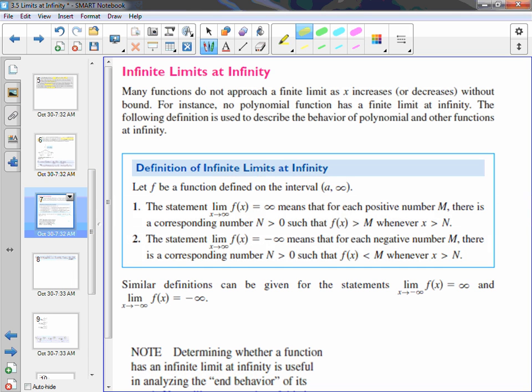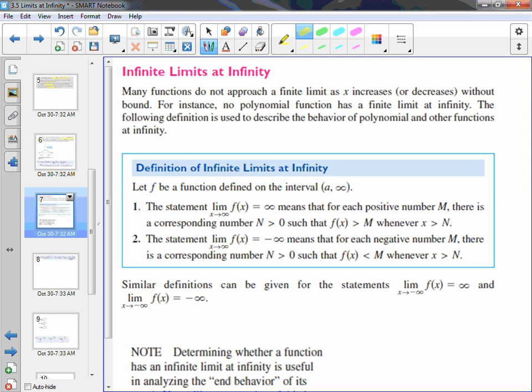All right. Now, many functions do not approach a finite limit as x increases or decreases without bound. Increases means x approaches infinity. Decreases means x approaches negative infinity. Okay? For instance, no polynomial function has a finite limit at infinity. All right? I mean, when you were graphing parabolas, you never had a limit as x approached infinity, did you? They either went up forever or down forever. Okay? The following definition is used to describe the behavior of polynomial and other functions at infinity.